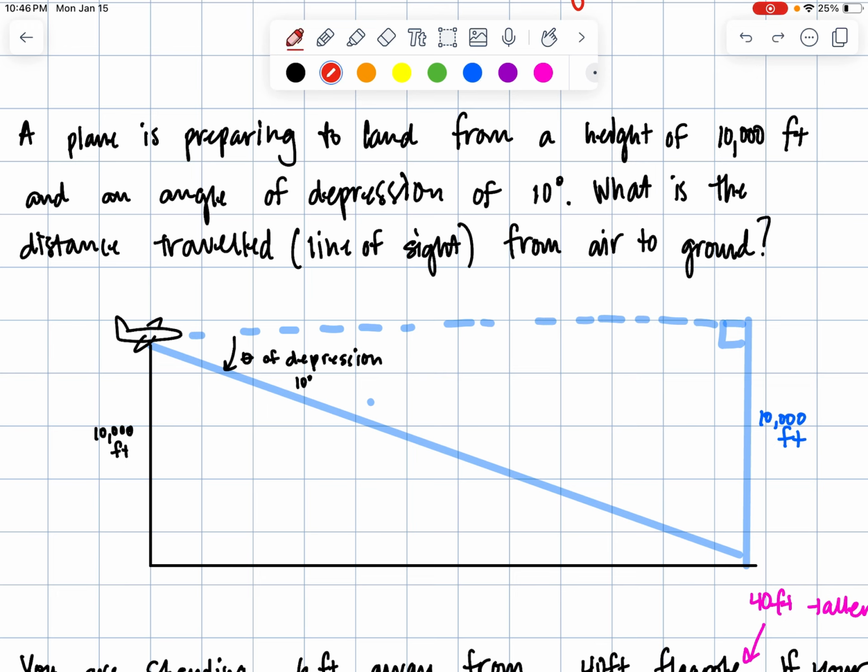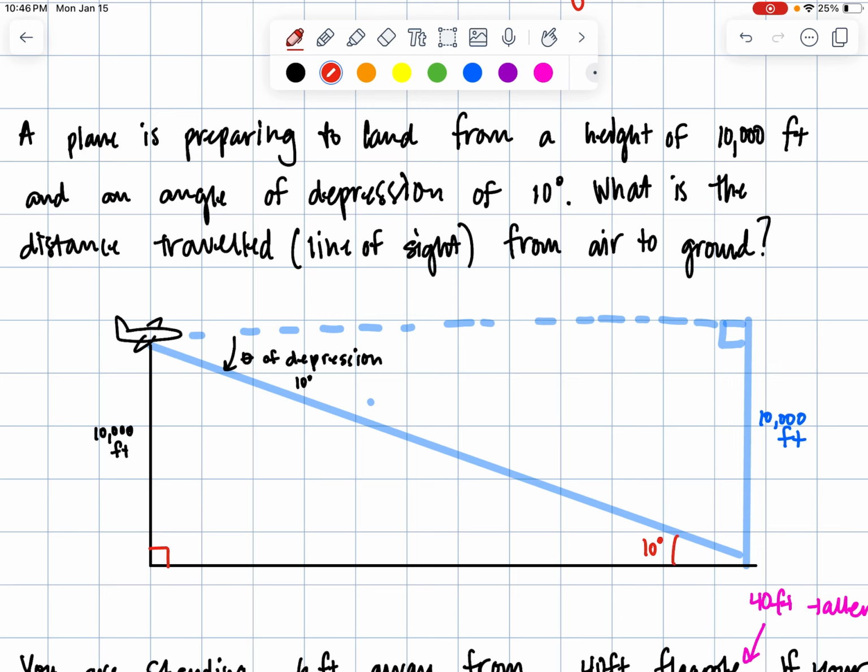Or what we could also do, let's do this in red, is we could translate this angle of depression down to the angle of elevation, because if you're looking at the ground up at the plane, that's the angle of elevation, and as we just said, these angles are congruent, so we could say this is 10 degrees.